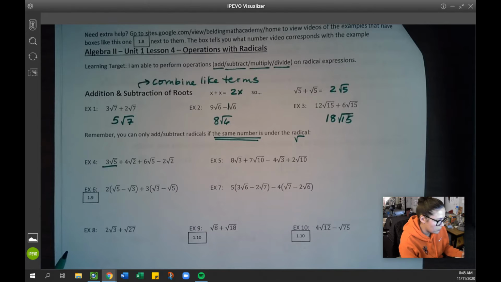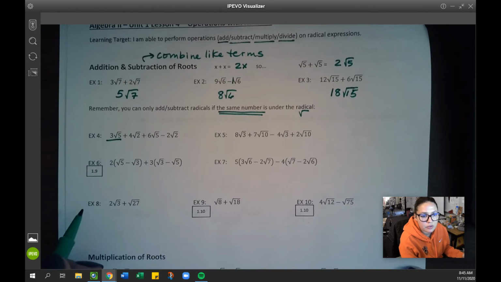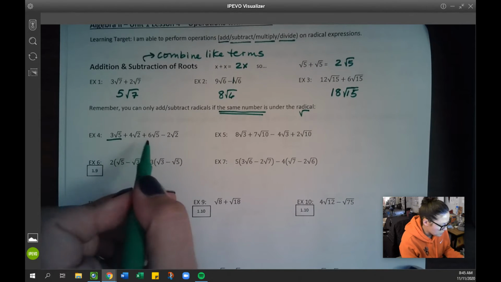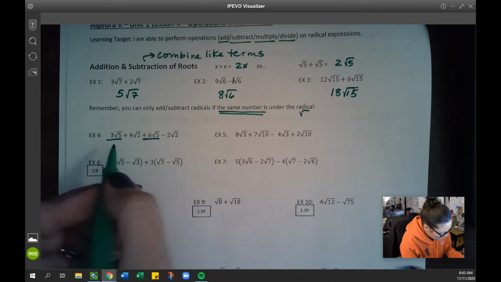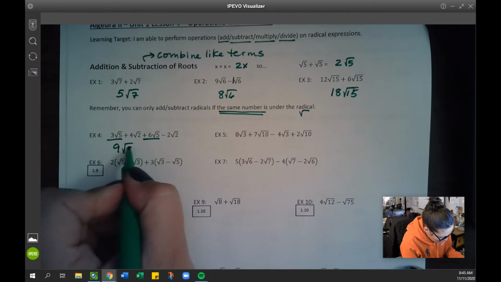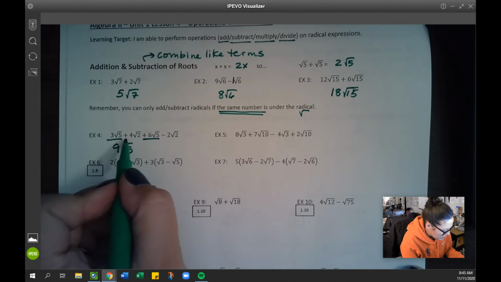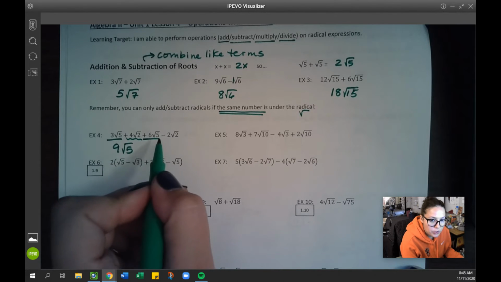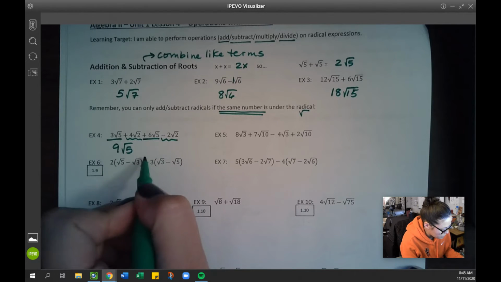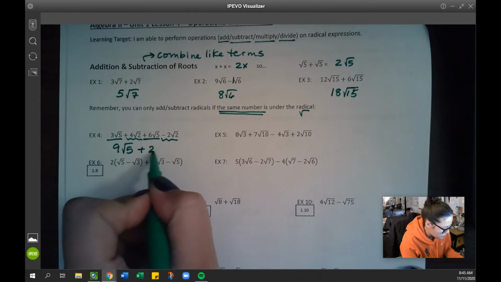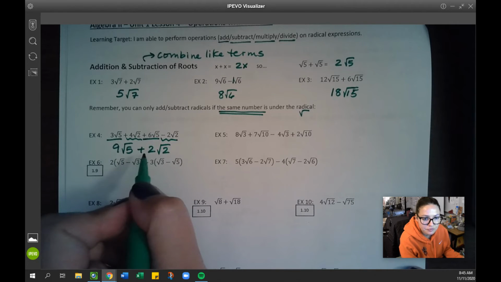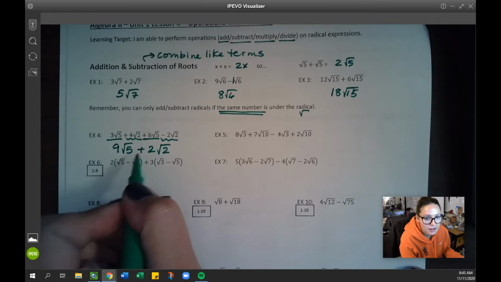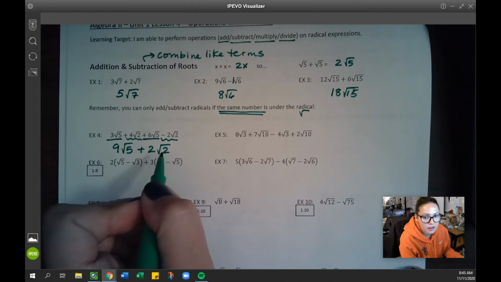So example 4, what can I combine with 3 square roots of 5? Do I have any other square roots of 5? Yes. 3 square roots of 5 and 6 square roots of 5 is 9 square roots of 5. Then I see I have 4 square roots of 2 minus 2 square roots of 2. That gives me 2 square roots of 2. And I cannot combine these together by addition because they have different numbers under the radical.